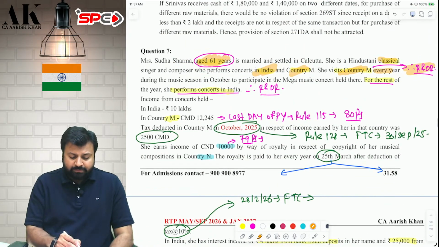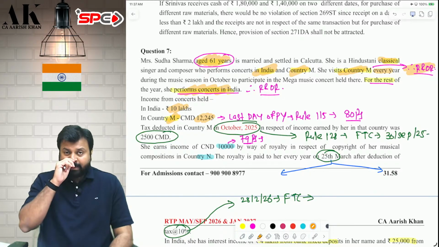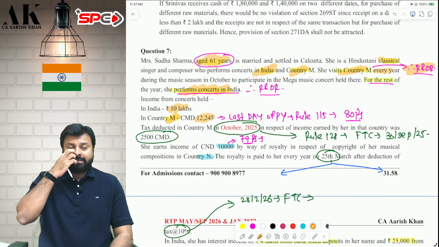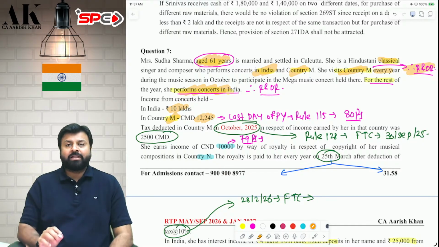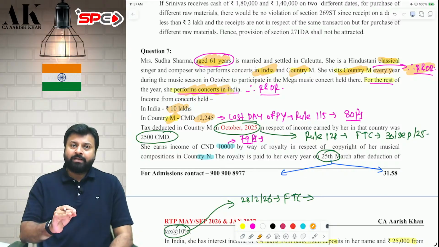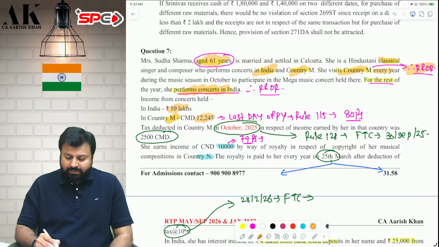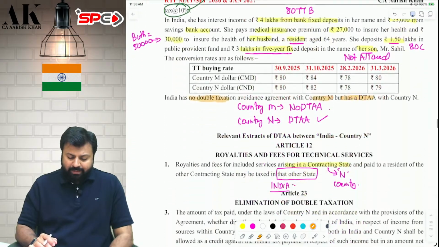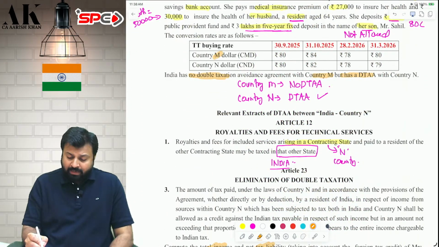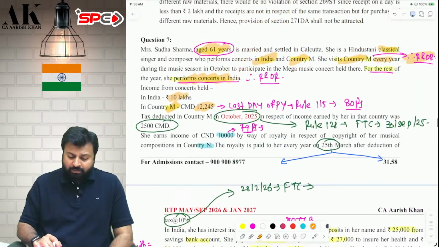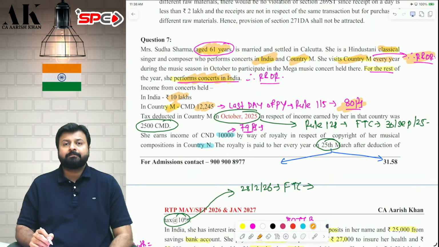First of all, she is performing some concerts in India. 10 lakh rupees she is earning. You will put this in PGBP. Then another 12,245 from concerts she is earning in country M. So you will convert that into rupees as per TTBR on the last day of the financial year, as per Rule 115. Rule 115 says that for conversion of foreign PGBP income into INR, you have to take TTBR on the last day. What is the TTBR on the last day for country M? For country M, the TTBR on the last day of the financial year is 80 rupees. So you will convert this at 80 rupees.